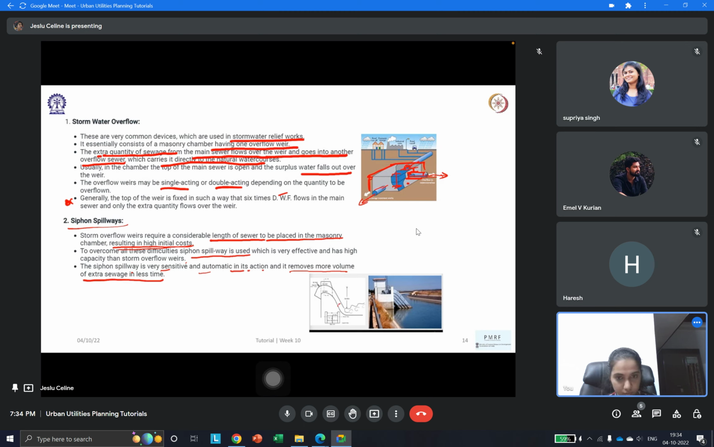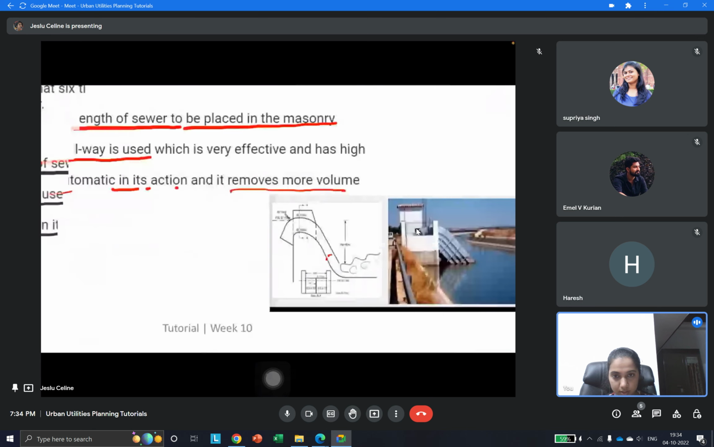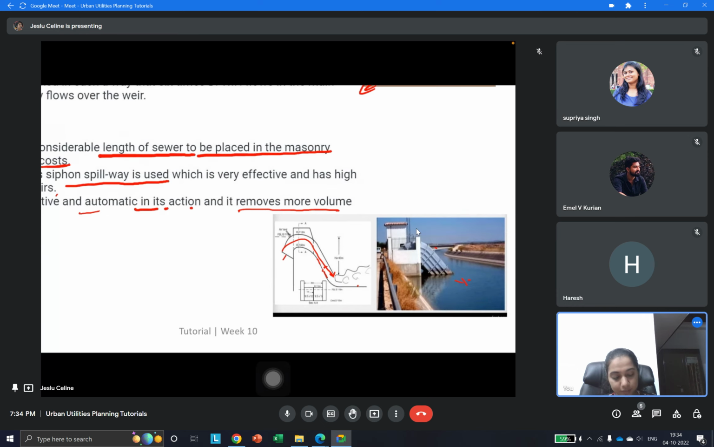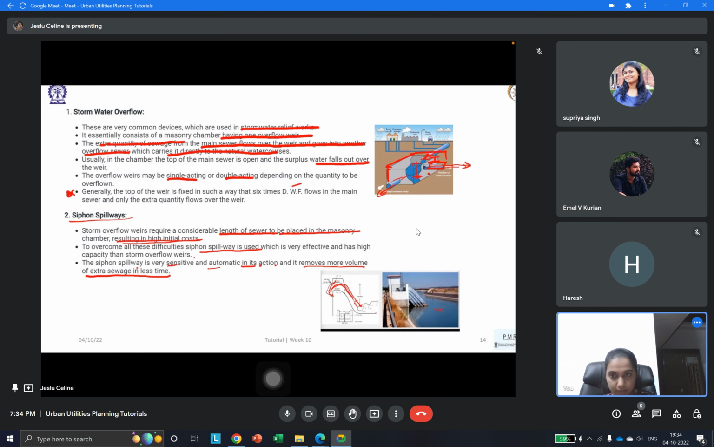So the image is a bit clearer. You have something like this, and an embankment is made, and from there water is allowed to go to the nearby water body easily. So this is a siphon. You're basically siphoning it through this particular pipe, and you're pouring it out to the nearby water body. So that is a siphon spillway.